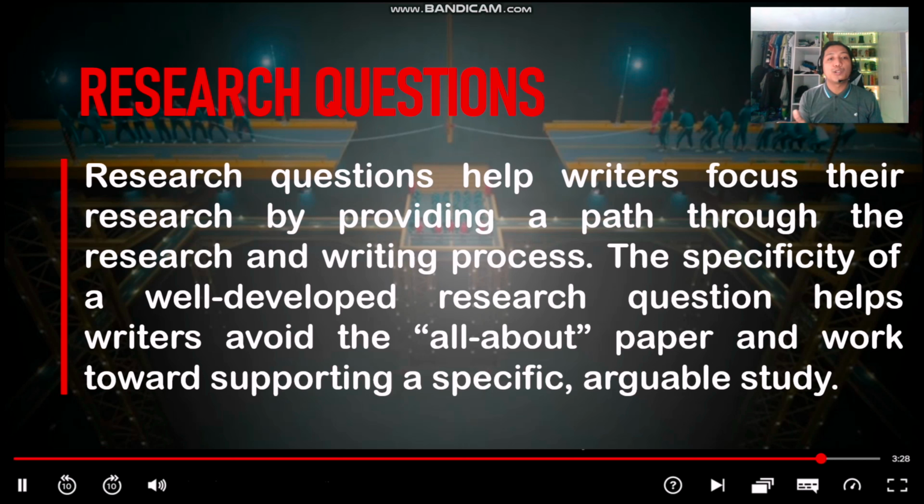So research questions help writers to focus their research by providing a path through the research and writing process. So the specificity of a well-developed research question helps writers to avoid the all-about paper and work towards supporting a specific arguable study.